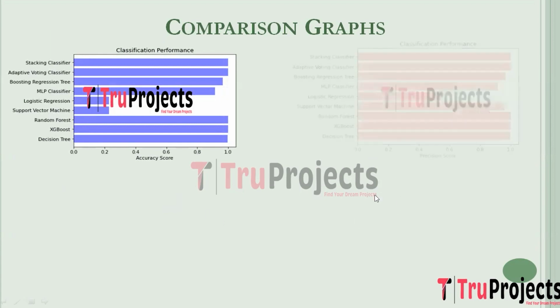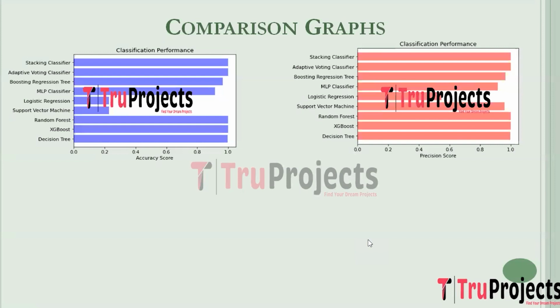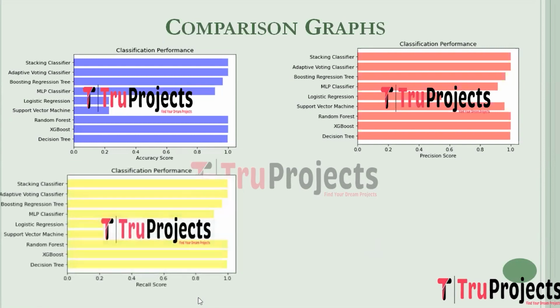instances. This is the precision score comparison graph. Precision is the ratio of correctly predicted positive observations to the total predicted positives. In the context of this project, it measures the accuracy of the model in correctly identifying intrusive instances among all instances predicted as intrusive. This is the recall comparison graph.